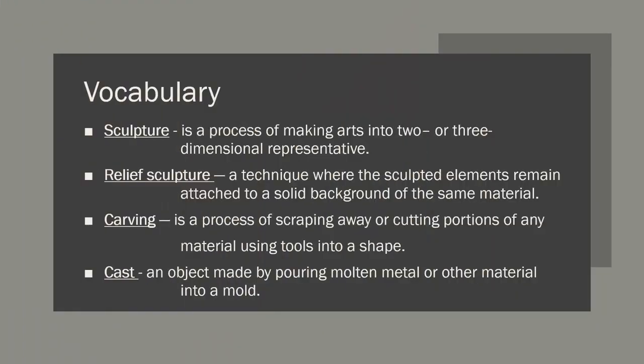Lesson vocabulary. Sculpture. Sculpture is a process of making arts into two or three-dimensional representations. Relief sculpture. Relief sculpture is a technique where the sculpted elements remain attached to a solid background of the same material. Carving. Carving is a process of scraping away or cutting portions of any material using tools into a shape. Cast. Cast is an object made by pouring molten metal or other material into a mold.